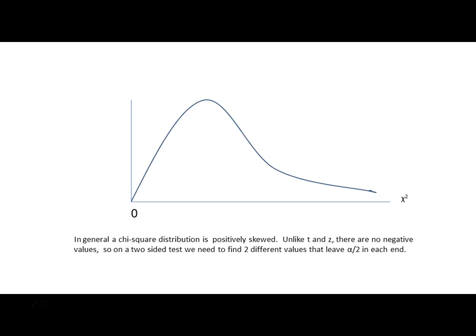This is what a chi-square distribution kind of looks like. It's generally positively skewed. It actually changes shape with the degrees of freedom, but we don't need to worry about that. Notice it starts at 0, so there's no negative values like there is on the t distribution or the z distribution. So that means if we're doing a two-sided test, we're going to have to find two different chi-square values that won't just be the positive and negative of one another, that leave alpha over 2 in each end.